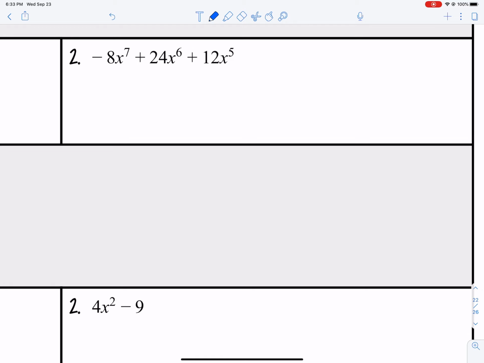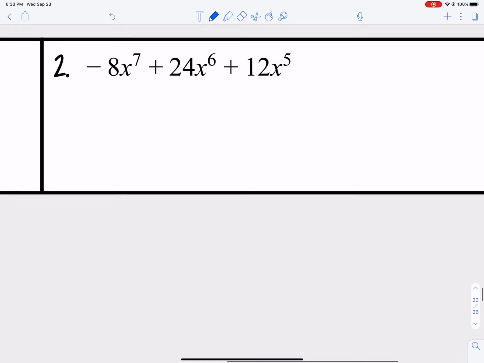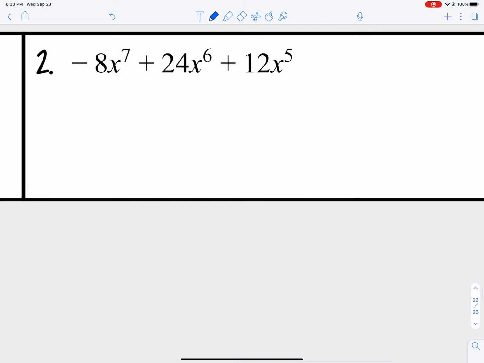So we have negative 8x to the 7th plus 24x to the 6th plus 12x to the 5th. If this first term is negative, you want to take out a negative. And then you might think these divide by 8, but then 12 would not evenly divide by 8, so that number is too large. But we could divide all of them by 4. So let's take out negative 4.